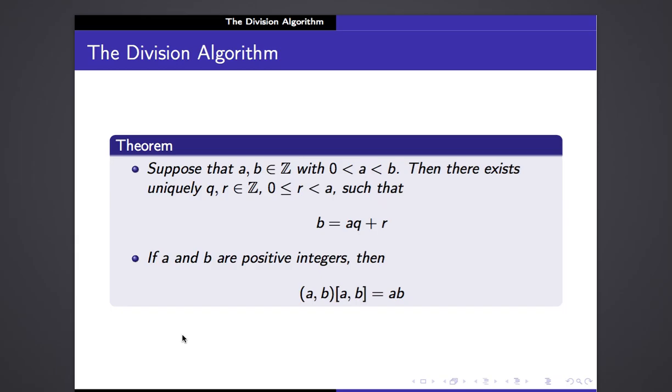And the next theorem is, if a and b are positive integers, then the greatest common divisor, that's the notation for the greatest common divisor of a and b, and the bracket notation means, again as a reminder, the least common multiple of a and b. So the GCD times LCM is the same as a times b. So that's the second theorem. All right, so moving on.